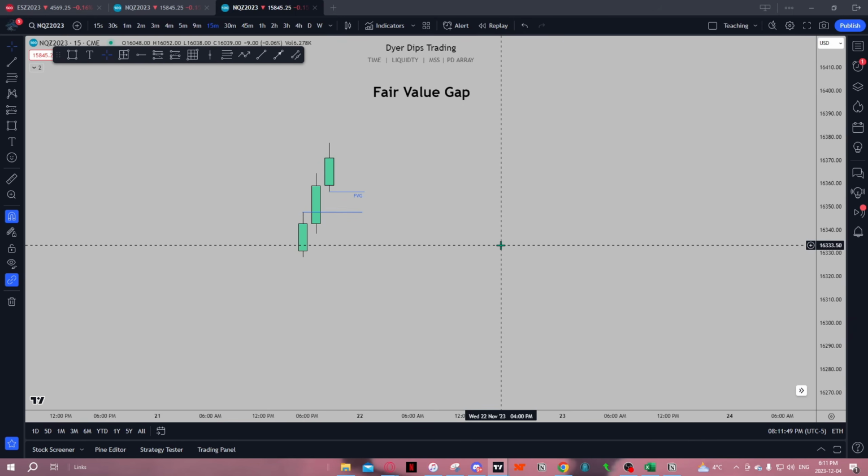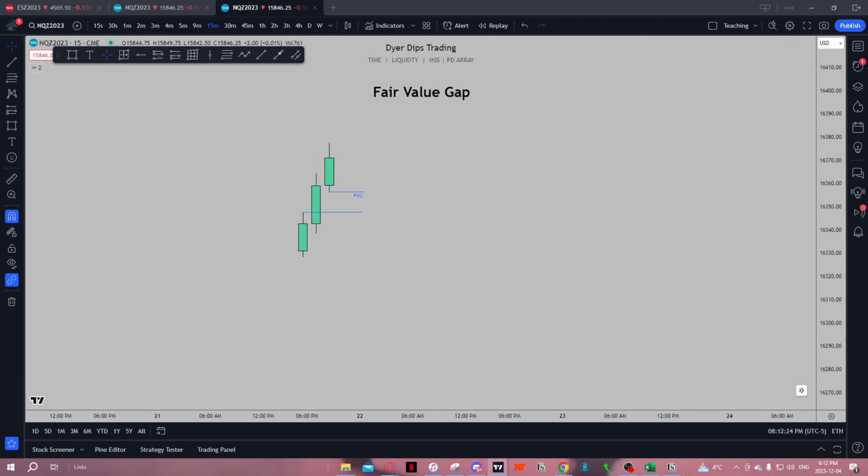We're going to go over what a fair value gap actually is, as well as what the difference is between a SIBI, which is a sell side imbalance, buy side inefficiency, and a BISI, which is a buy side imbalance, sell side inefficiency. Now, fair value gaps can actually be used for more than one thing.